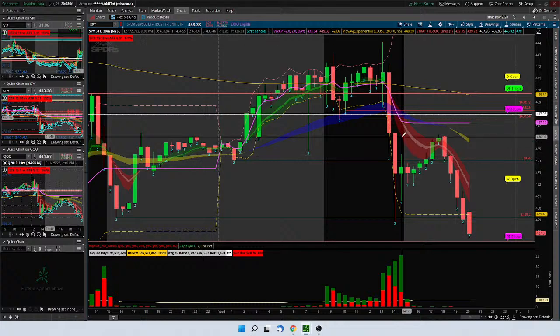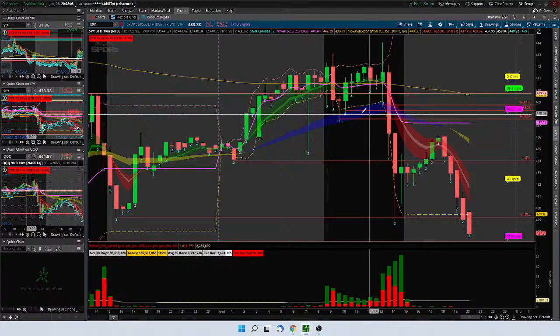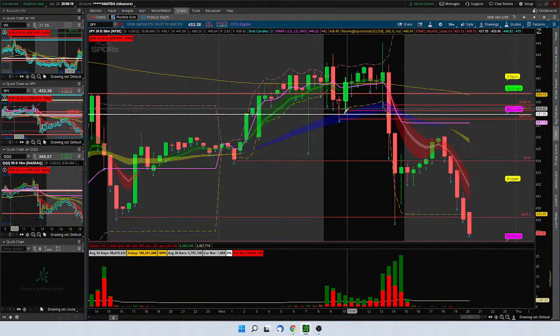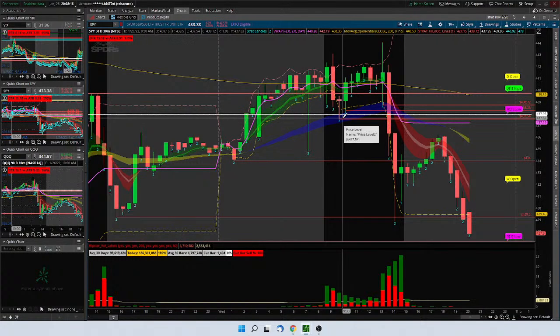So basically, the entry was the 3. Your magnitude is going to be the closest candle that isn't above, which is this 2 right here. That's your magnitude. That's your next magnitude.